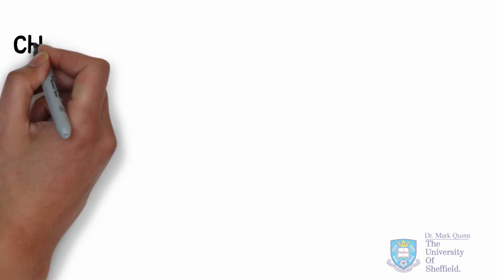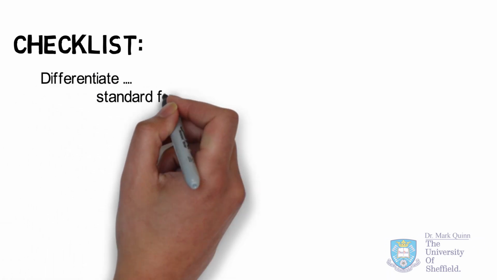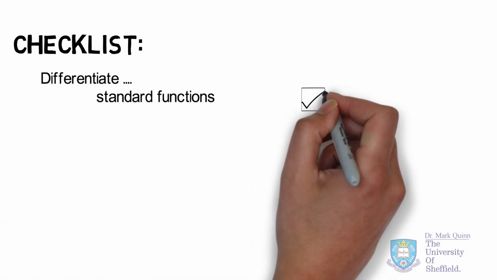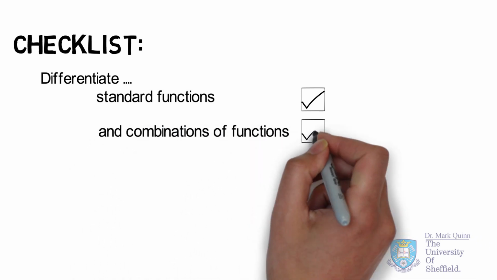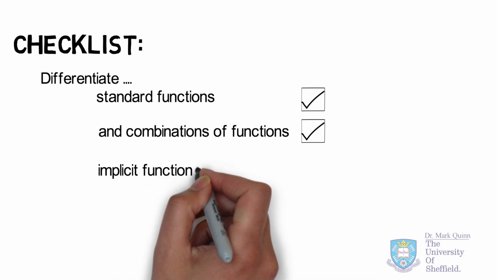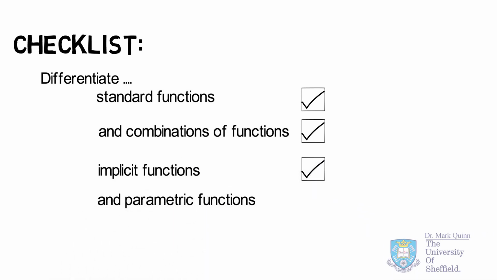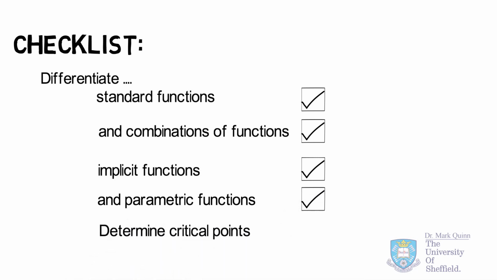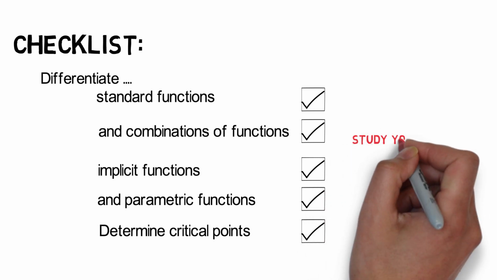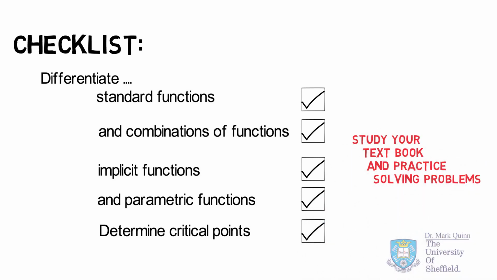Finally, let's summarize the main learning outcomes of this lecture. Firstly, we should be able to differentiate standard functions as well as implicit functions and parametric functions. We should also be able to differentiate combinations of functions. And lastly, we should be able to determine the critical points of a function by analyzing its higher derivatives. As always, this is just a starting point. Please continue your studies using your textbook and practice many sample problems.